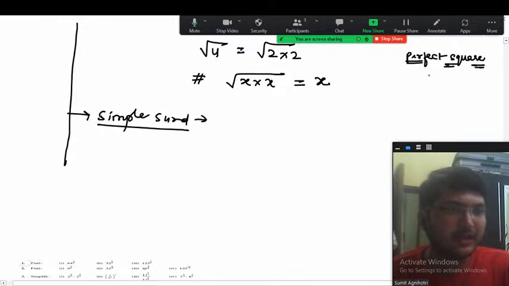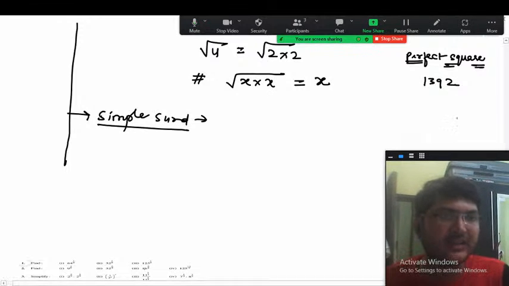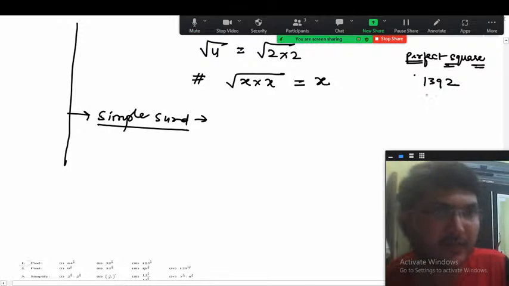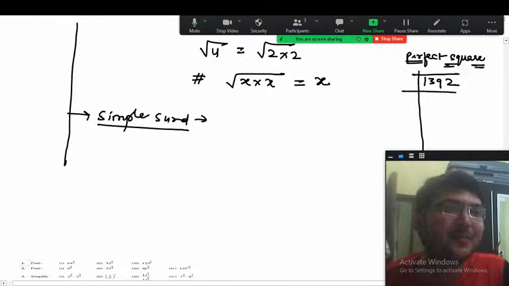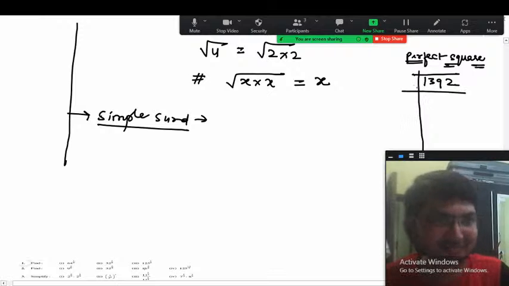Let's say, for example, we take 1392. In order to understand whether it is a perfect square or not, we approach with a way that is called square root. We try to figure out its square root. We try to find the square root first. How can you figure out the square root? Let's say you consider its factorization. You have to factorize it first.